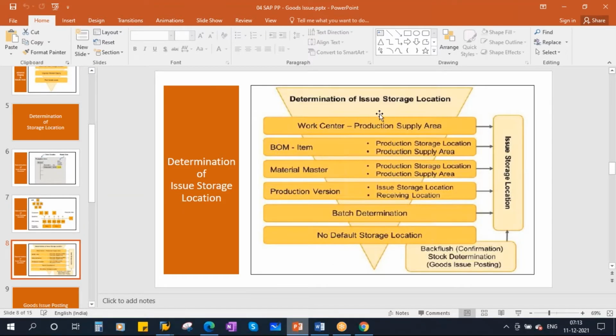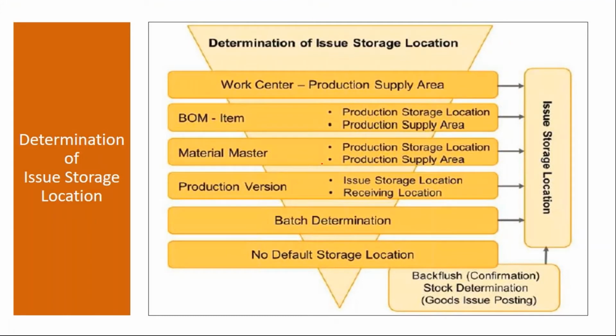First, the storage location is determined through the production supply area. In the work center, there will be a production supply area assigned. In this production supply area, they will maintain a storage location, WM. So how this work center is decided is, this is the one.